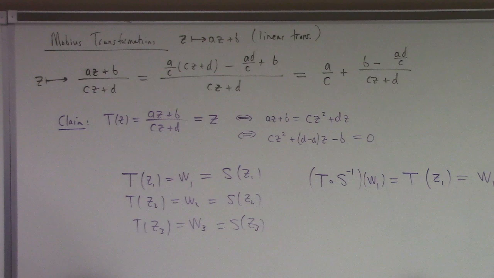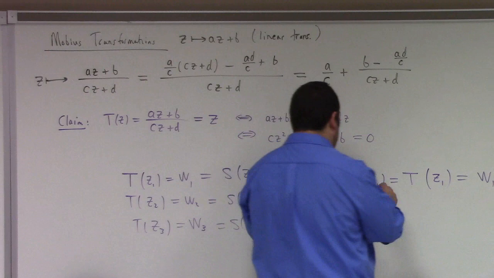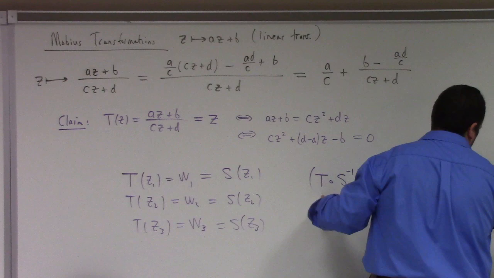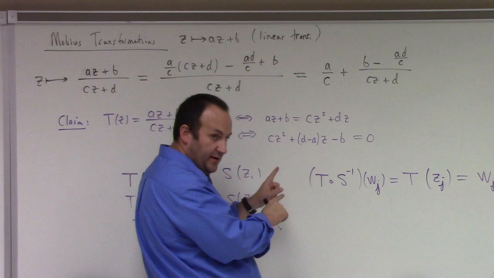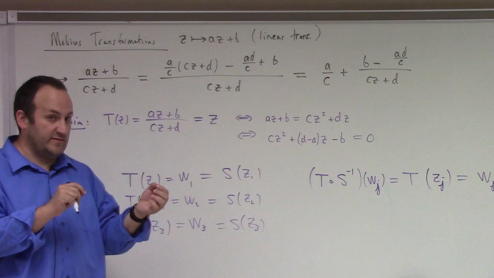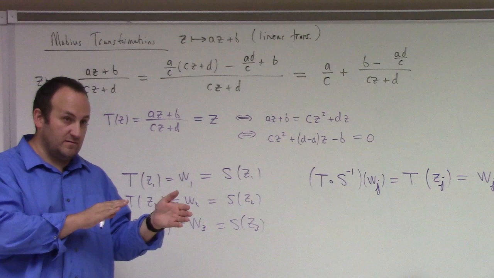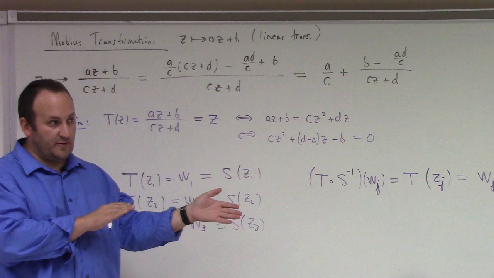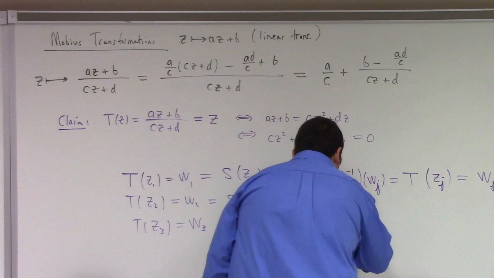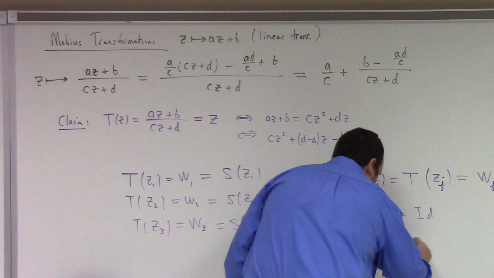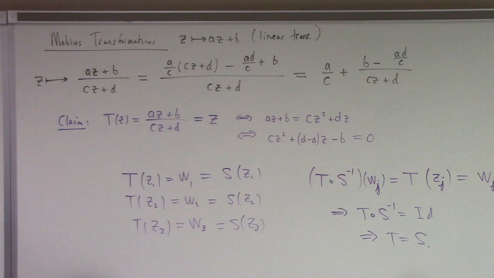Is 1 special? I don't have to put a 1 there. I could just as well put J and point out that the composite T composed with S inverse, what's it do? It fixes 3 points, right? But another part of the thing we can prove is that the composite of Mobius transformations is a Mobius transformation. So T composed with S inverse is again a Mobius transformation. So we have a Mobius transformation that fixes 3 points. Therefore, it's the identity transformation, which means that these Mobius transformations are equal. Therefore, if you tell me 3 points which a Mobius transformation must map, you have uniquely fixed the Mobius transformation.